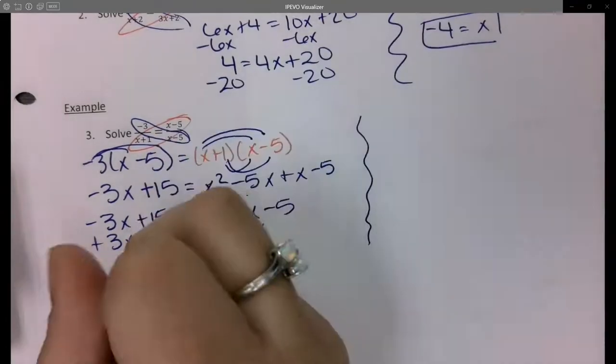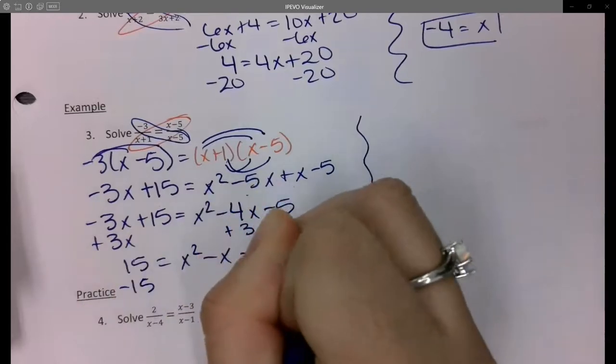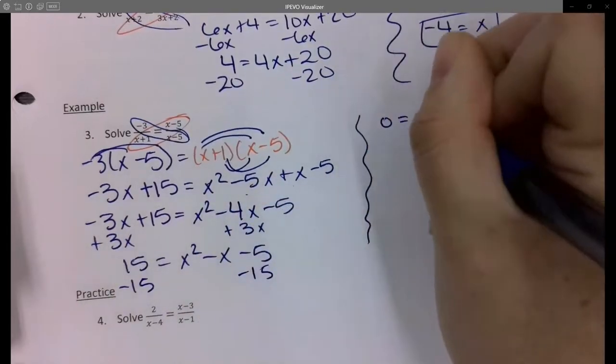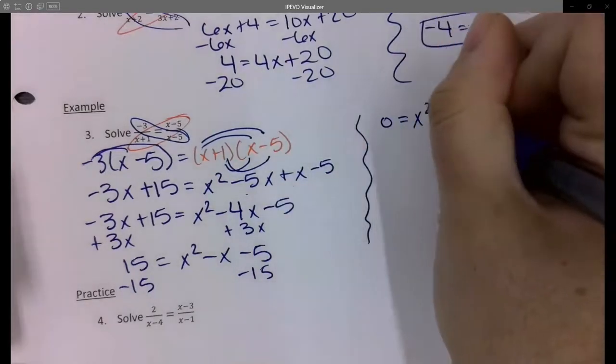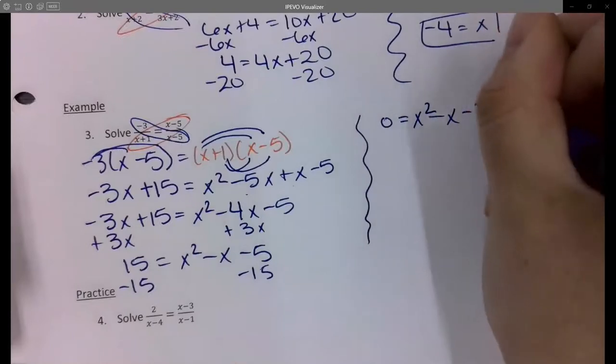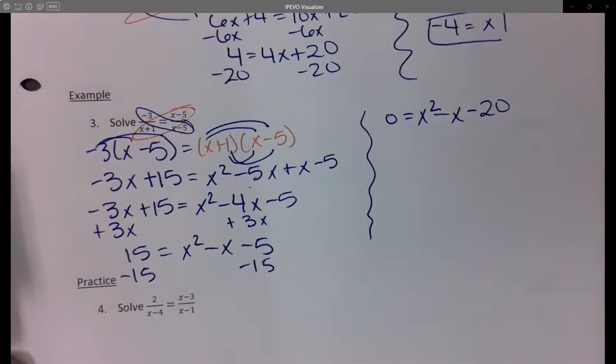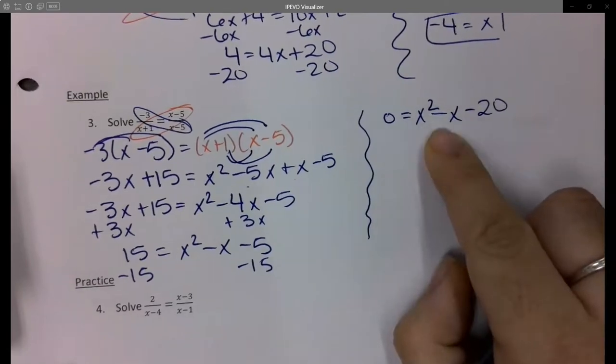And then I want to subtract this 15 from both sides, which is going to get me 0 equals x squared minus x minus 20. So then I want to go ahead and factor what multiplies to negative 20 and adds to negative 1.